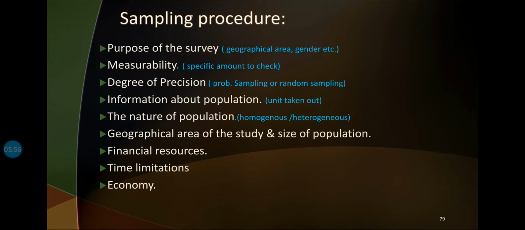Information about the population: once you know the details about the population, you can take the units out of it. Population is again what? It is the broader scope of work that is related to your project under consideration. The nature of the population: the sampling procedure can be for a homogeneous or heterogeneous population. Then the geographical area of the study and the size of the population, financial resources, time limitation, and economy. So on the basis of all these factors, we carry out the sampling process.